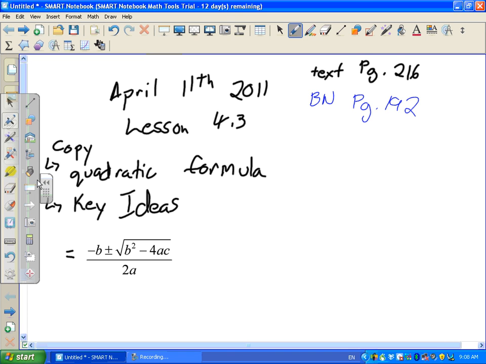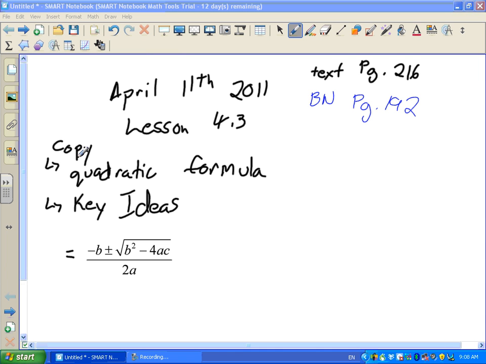April 11th, 2011. We're on textbook page 216, blue notebook page 192. And we're going to be going over the quadratic formula today.